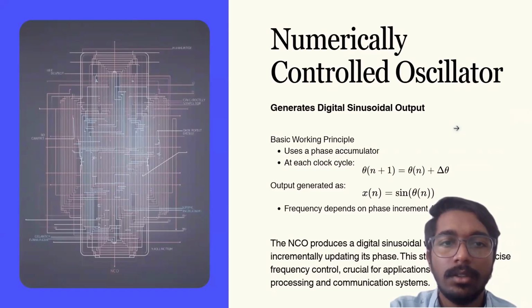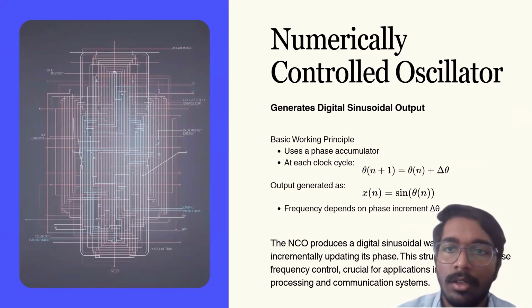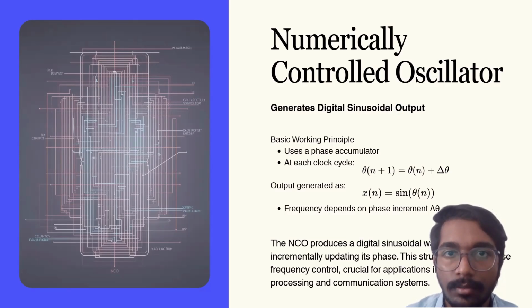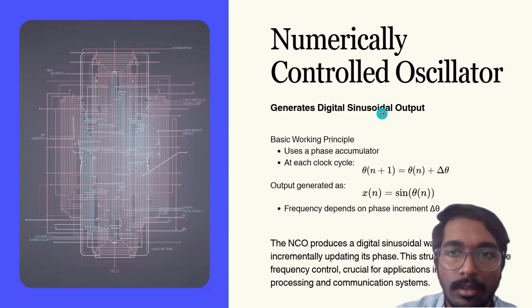Let us discuss the numerically controlled oscillator, or the NCO, which is the third main block of the DPLL. The NCO is responsible for generating the digital sinusoidal output. It replaces the voltage controlled oscillator used in analog PLL systems. The NCO works using a phase accumulator. At every clock cycle, a phase increment value is added to the previous phase.